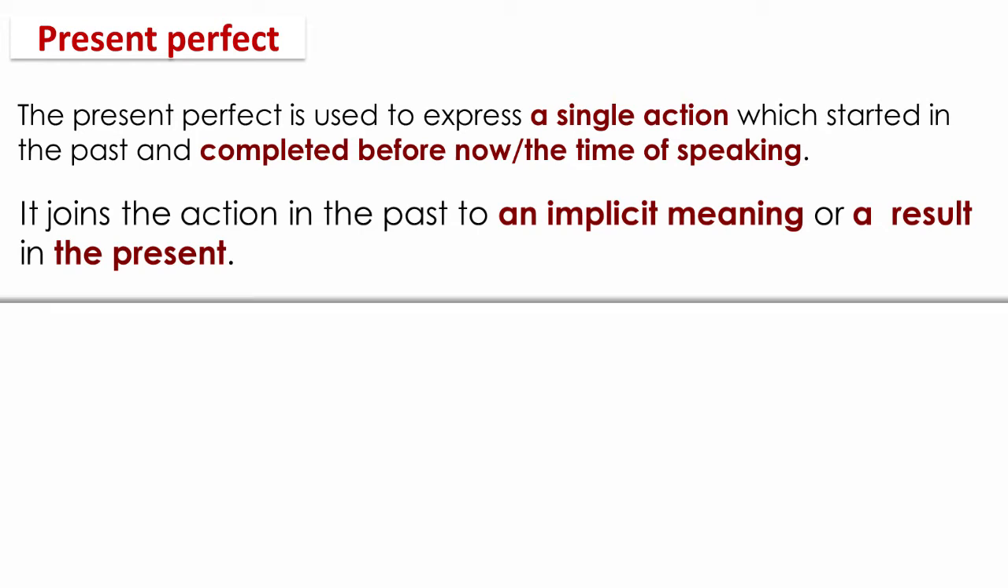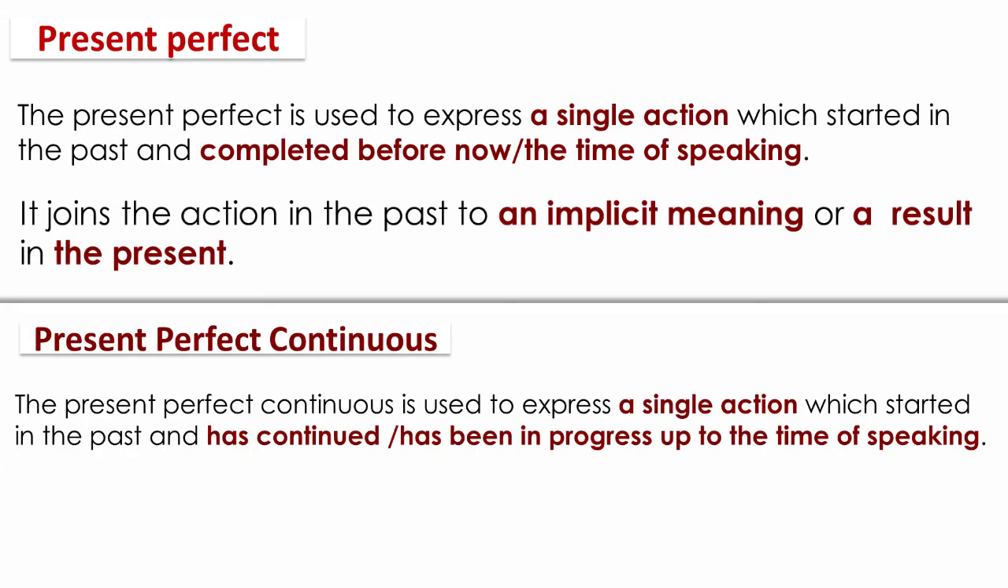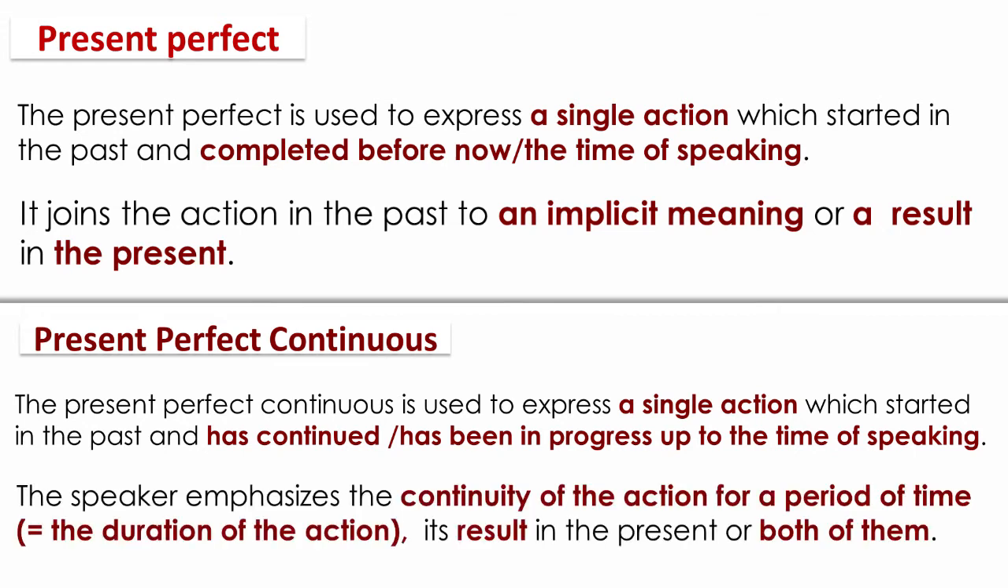On the other hand, the present perfect continuous is used to express a single action which started in the past and has continued or has been in progress up to the time of speaking. The speaker emphasizes the continuity of the action for a period of time, which is the duration of the action, a result in the present, or both of them.